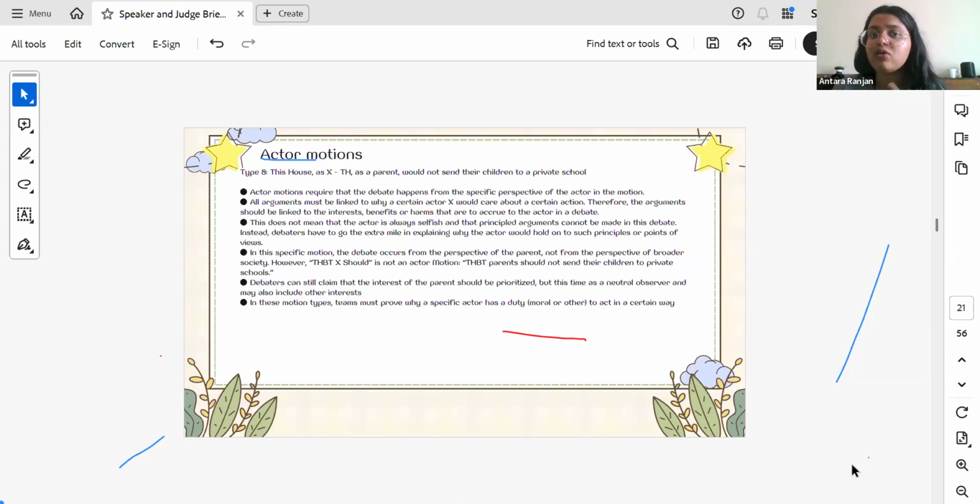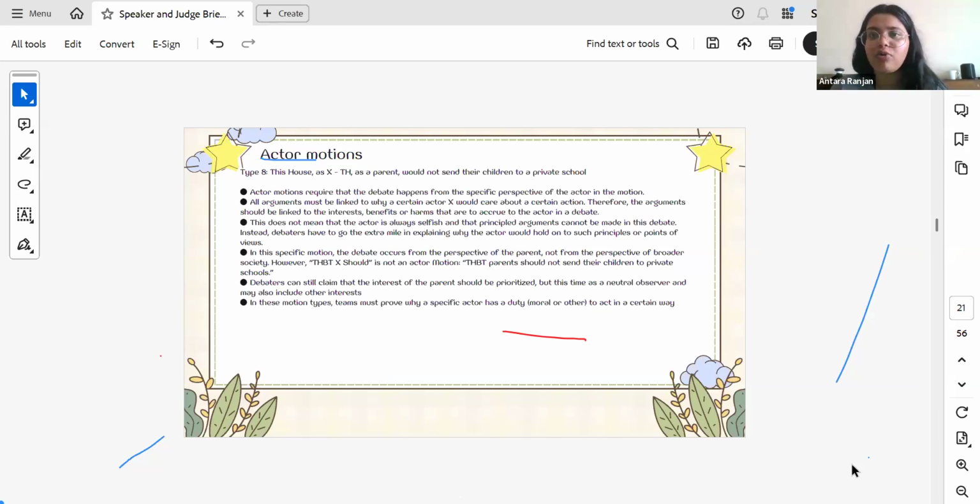This house, as a parent, would not send their children to a private school. As a parent, what are your interests? I want my child to do well in life. I want my child to have a successful career. I want my child to have a good social circle. I want them to figure out their potential and live up to it, right? So these are my interests. Would doing this action benefit my interests or would it harm my interests, right?